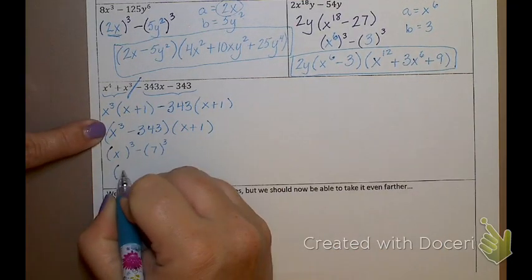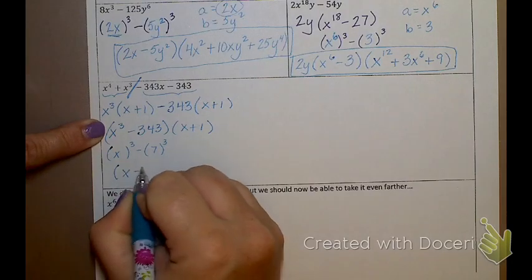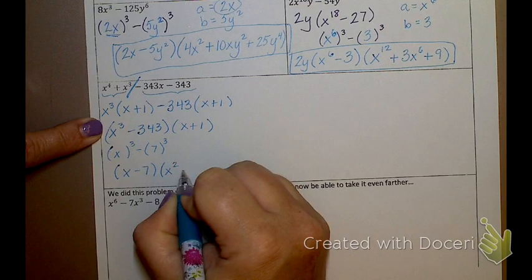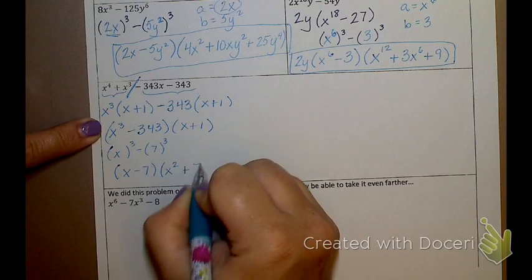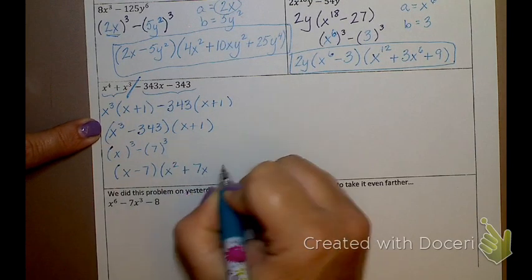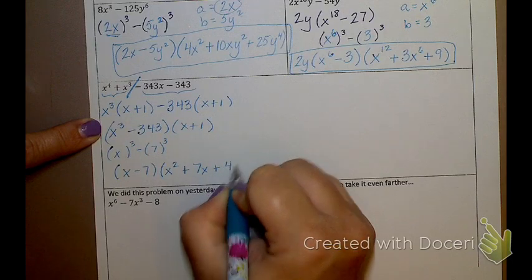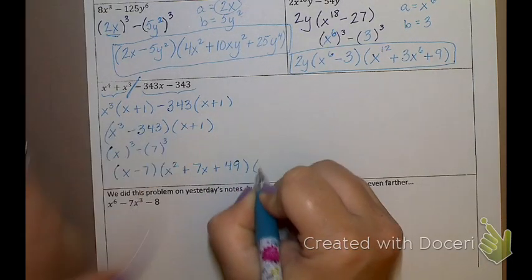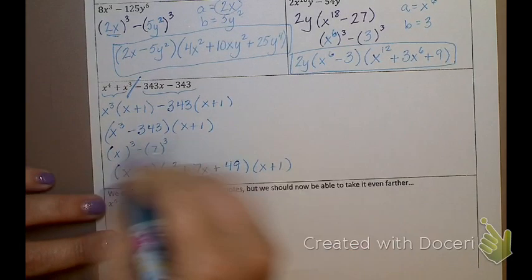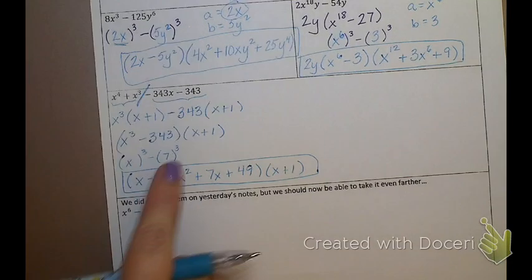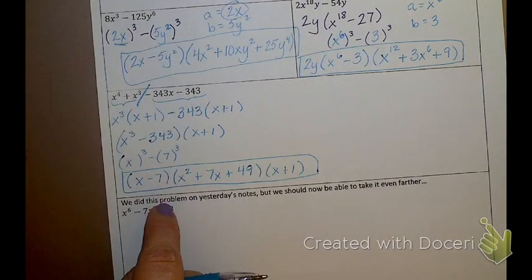So that's going to go how? Let's see, that's going to be x minus 7. Then I square the x. I multiply x times 7. And then I square the last one, which is 49. And then this x plus 1 has to be a part of it also. So you may get some other problems of factoring that we've done before that you can actually factor further. Woohoo!